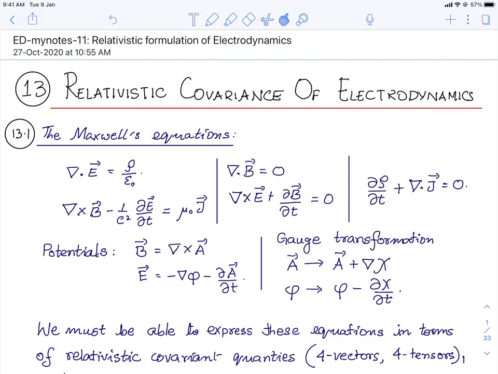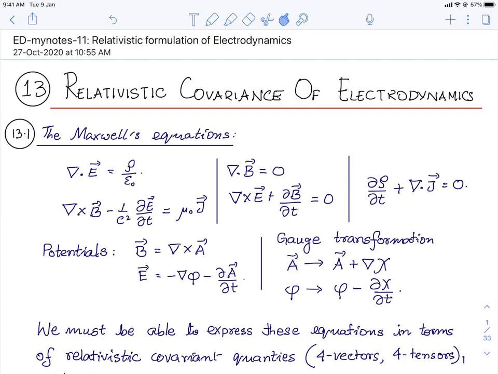should remain invariant. So the mathematical way to ensure this would be to write down the equations which determine the dynamics in our theory in terms of scalars or four vectors or four tensors, so that our theory is covariant. That means, no matter which frame we go to, the form of the equation remains unchanged.